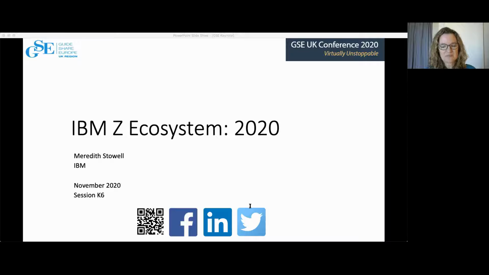I lead our IBM Z ecosystem group and really have the privilege of being able to work with students, with our entire community, with open source communities, with our partners, with our ISVs that are out there supporting all of the software on our platform, as well as our system integrators to really build that vibrant ecosystem and build that vibrant community.